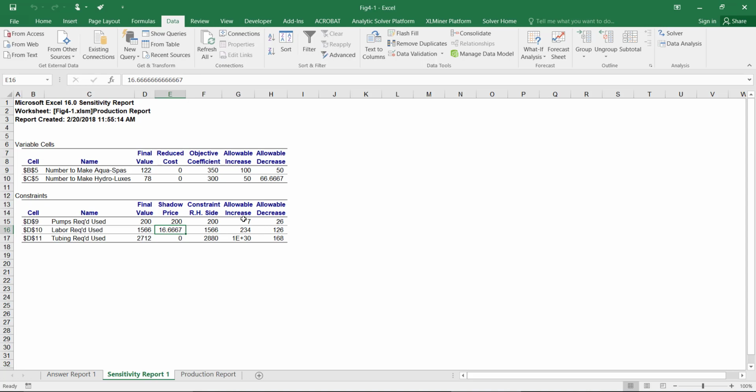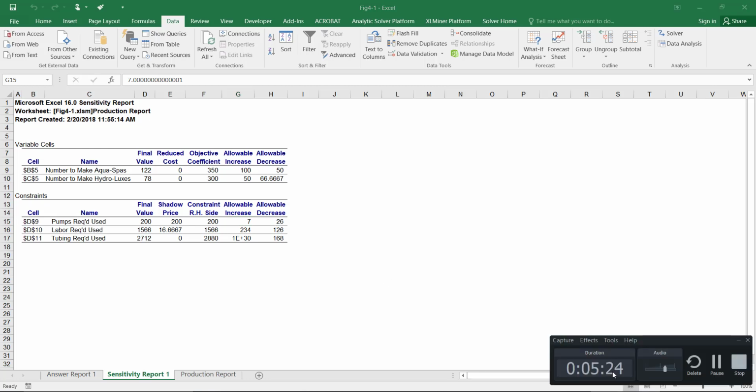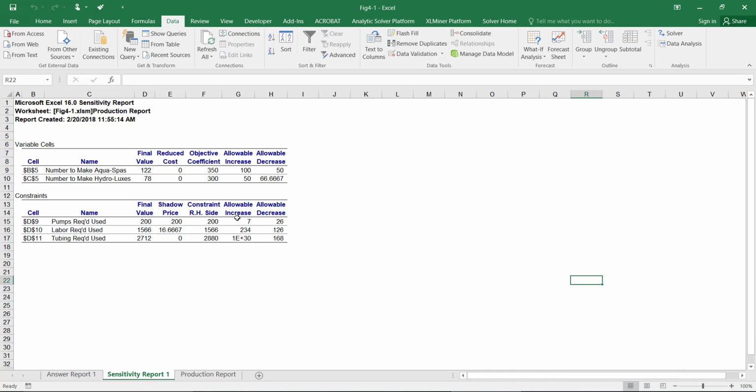And then we have the set of values by which we can increase or decrease the constraint. So we can increase the first constraint by 7 units and decrease it by 26 units. This basically says that if I increase the right hand side within this range by 7 units or decrease it by this much, I have a change in the objective function of 200 units whenever I change 1 unit. If I have a 2 unit change in the right hand side, if I increase 200 to 202, then I'm going to have 2 times 200 as an increase in the objective function.